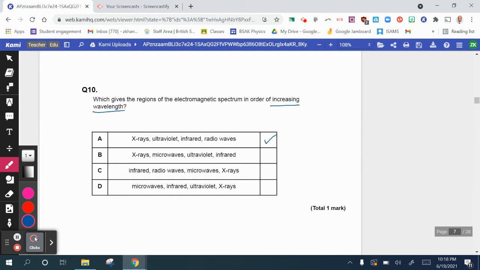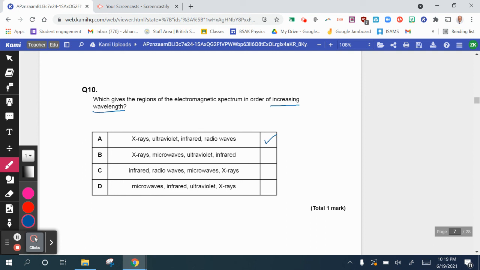And question 10, which gives the regions of the electromagnetic spectrum in the order of increasing wavelength. Okay, so we know that radio waves have the largest wavelength, and we know that gamma rays have the smallest wavelength, gamma rays and X-rays. So increasing wavelength, starting off with the smallest, ending with the largest wavelength. So we know that X-rays have small wavelength. We know UV will follow that. We then know visible light will. Then after that will be infrared radiation. Then it will be microwaves, and then it will be radio waves.